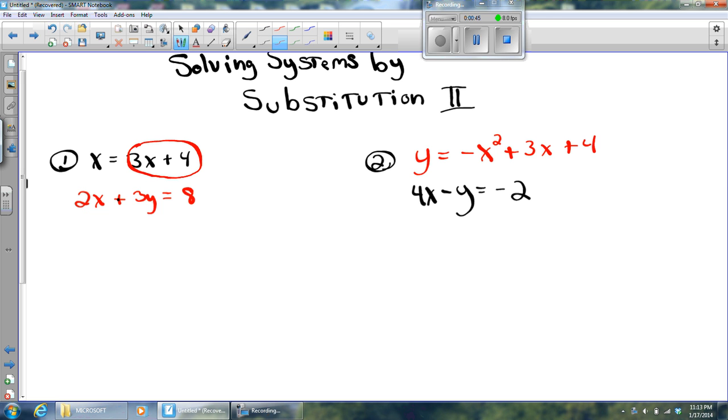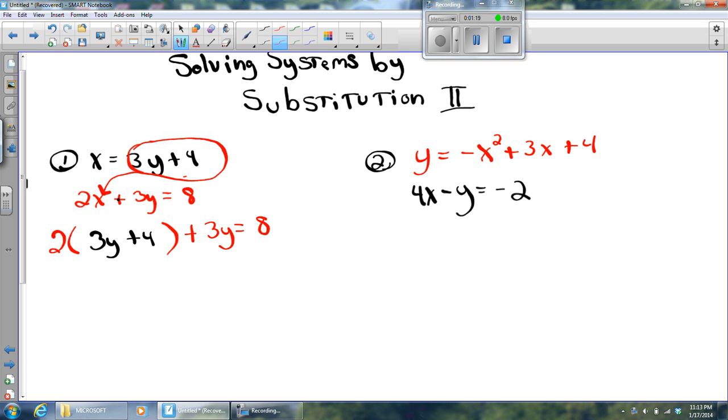Oh, I have a silly mistake there. I think I intended that to be 3y plus 4. There we go. That looks a little bit better. And we are going to plug that in place of x. So we're going to do 2 times the quantity of 3y plus 4, and then we will finish the equation, which is plus 3y equal to 8.